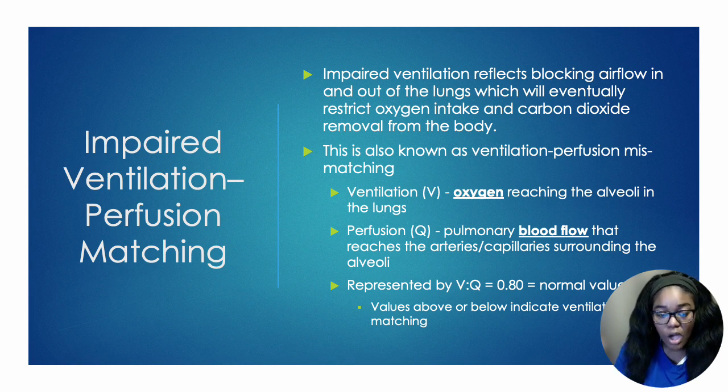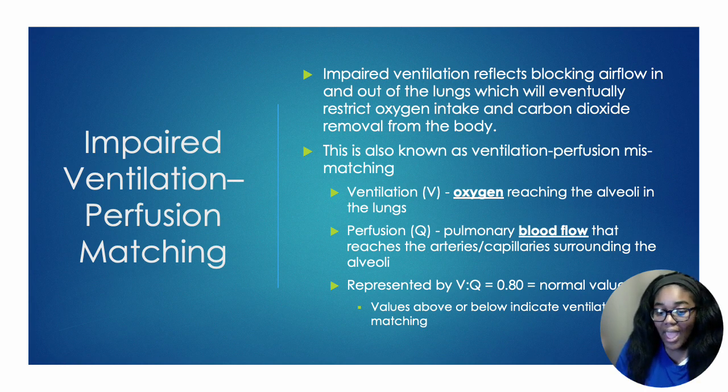We are just talking about the area of ventilation in this lecture, and impaired ventilation reflects the blocking of airflow in and out of the lungs, which eventually restricts oxygen intake and carbon dioxide removal from the body. Ultimately, this results in a VQ, or ventilation perfusion mismatch. So again, V is for ventilation, Q is for perfusion.